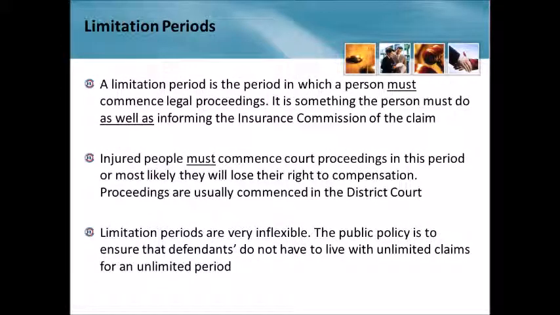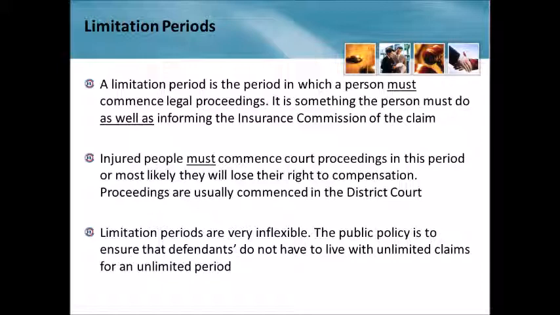If an injured person does not commence court proceedings within 3 years, it's likely that they will lose their legal right to compensation as the limitation period has passed. It is therefore absolutely essential that if you are injured in a car accident where you are not at fault, you commence legal proceedings within 3 years after the accident. Legal proceedings are usually commenced in the district court as there is no limit on the amount the district court can award in a personal injury case.